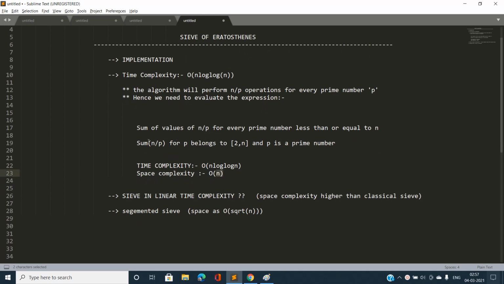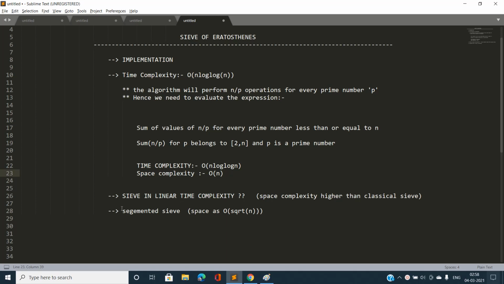Note that I have discussed here the classical sieve algorithm. There is another implementation, another method to calculate the prime numbers, that is sieve in linear time complexity. This method also generates the prime numbers in the given range, but every method, or you can say every algorithm, must have pros and cons. In the case of sieve in linear time complexity, we can also build the prime numbers, but here is one demerit, that is space complexity will be higher than the classical sieve.